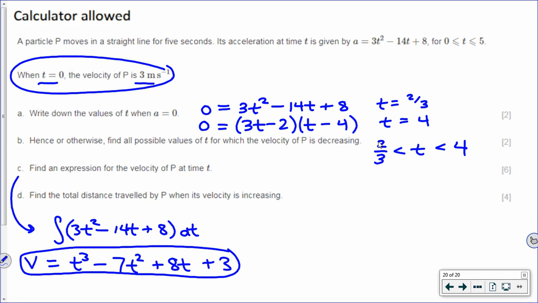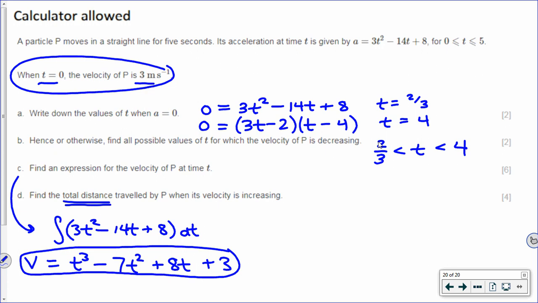And then find the total distance traveled by p, when its velocity is increasing. So distance is yet one more integral. If you have acceleration, you integrate it, you get velocity. If you have velocity and you integrate it, you get displacement. And the absolute value of displacement is distance. So we're going to have to integrate one more time.